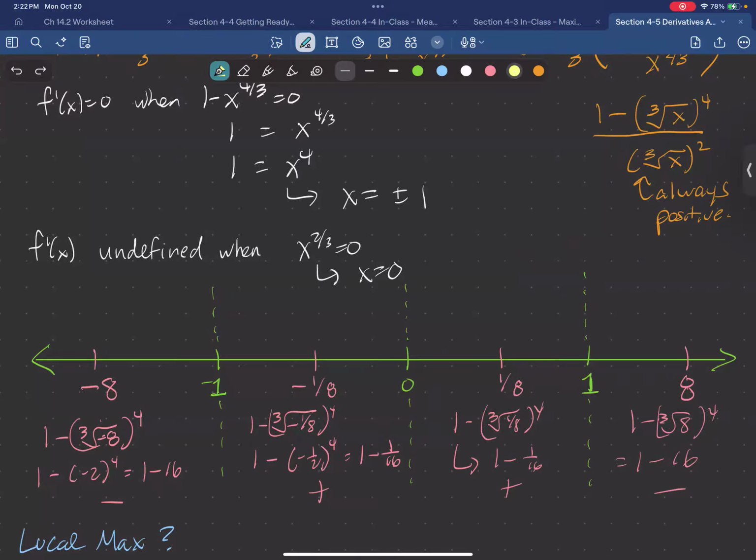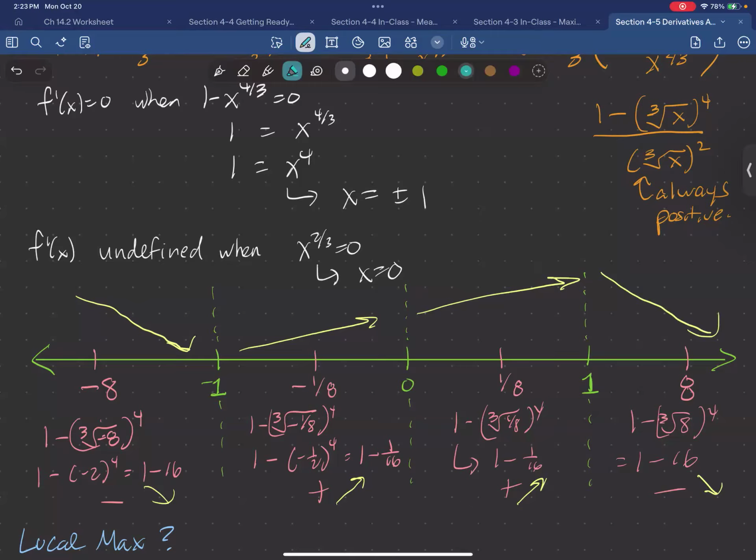I've got -1/2 to the 4th power. Anything to the 4th power is positive, and 1/2 to the 4th power is 1/16. So 1 minus 1/16 is a positive region, so we're going upward there. We're going down here. If I do 1/8 again, I still get a positive 1/16. So when I subtract that from 1, I'm positive again here. And when I do 8, the cube root of 8 is 2, 2 to the 4th is 16. We're back to being negative. So this is decreasing, this is increasing, and then it's increasing again after 0, and then it's decreasing.